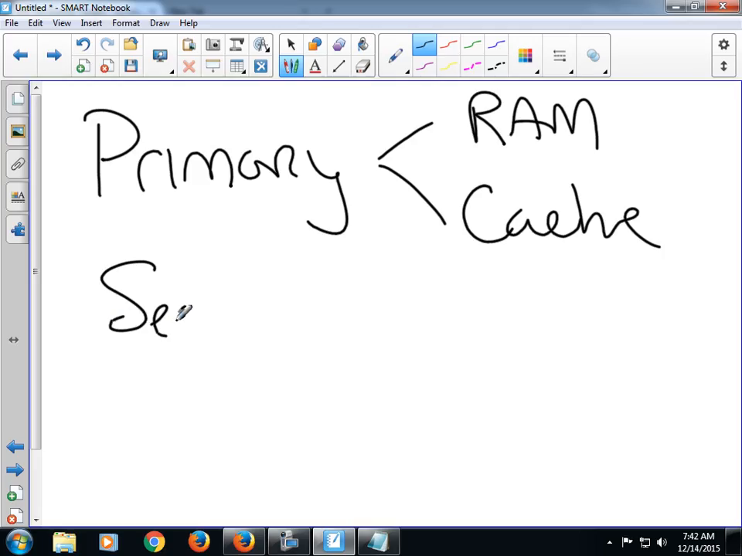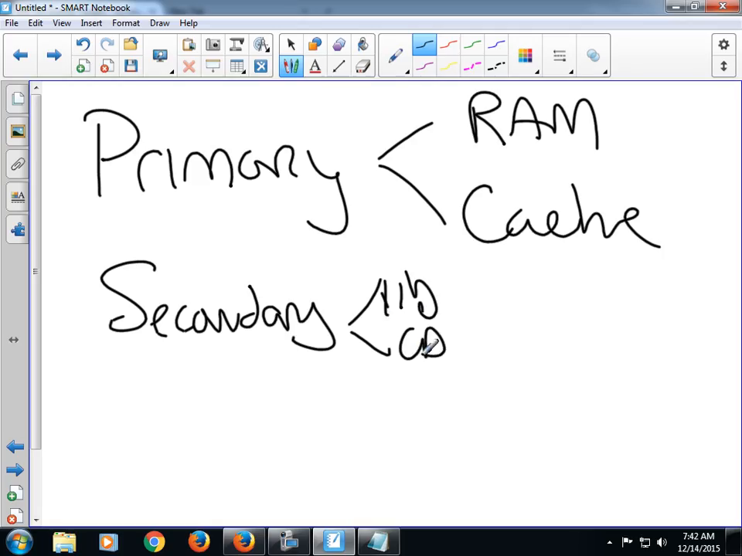And then secondary storage is our hard drive. That's supposed to be an H. There we go. Our CD-ROM, our flash drive, all those other things.